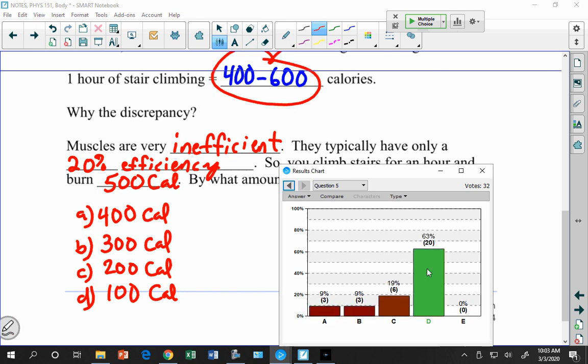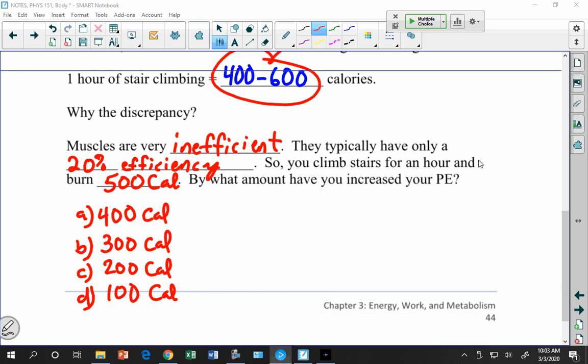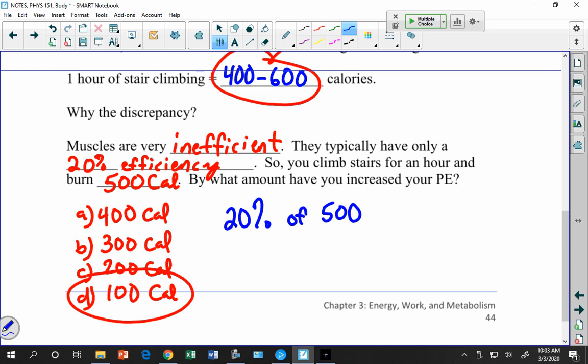Okay, D is the right answer because 20% of 500 is equal to 100 calories. So I put in 500 calories, but I only get 20% of those out. And 20%, which is a fifth, right? 20 over 100 is 1/5. 1/5 of 500 is 100.